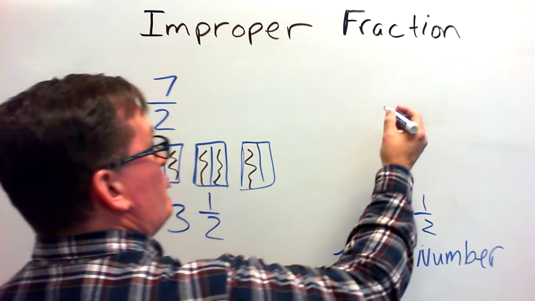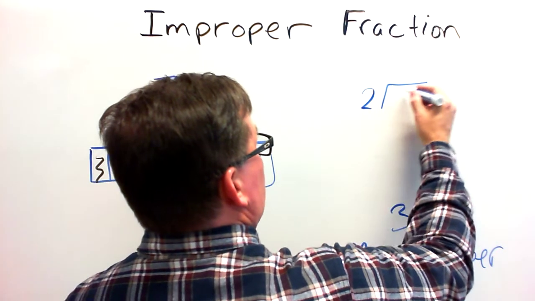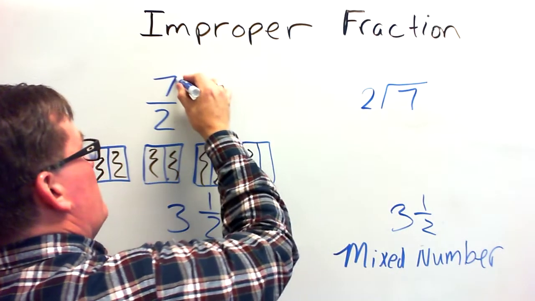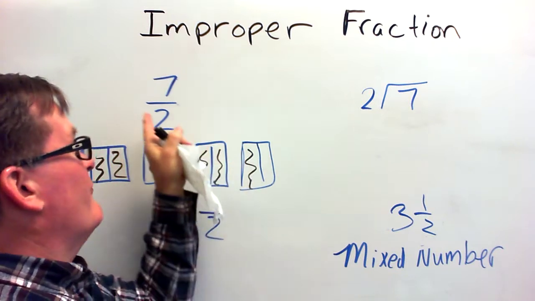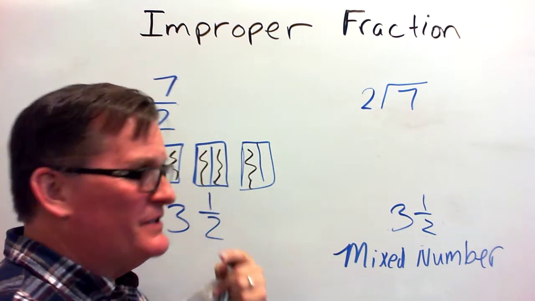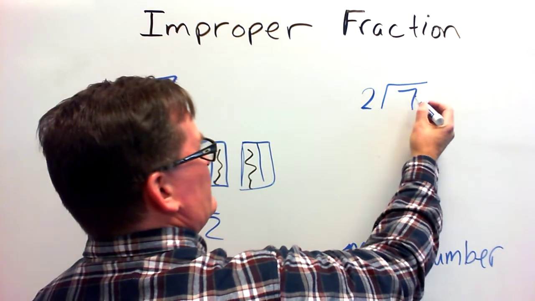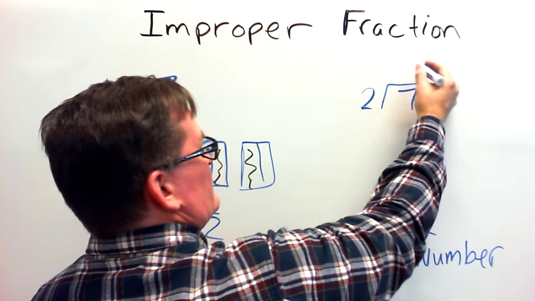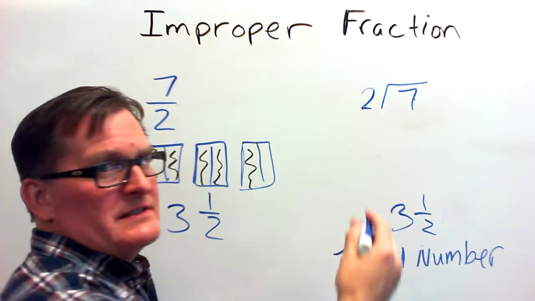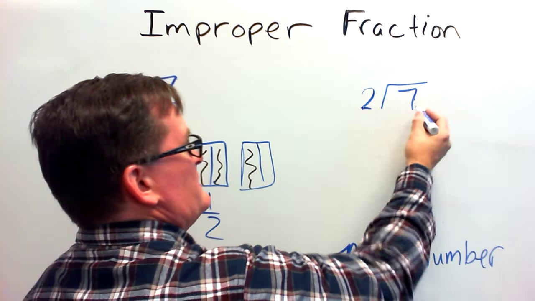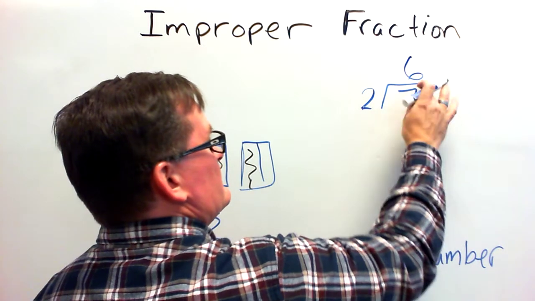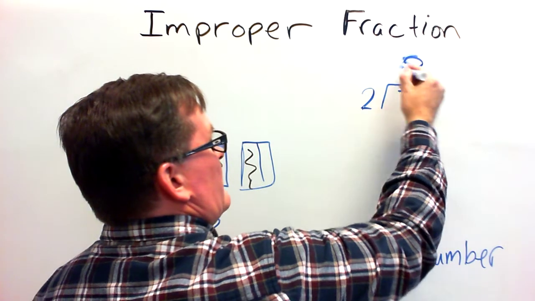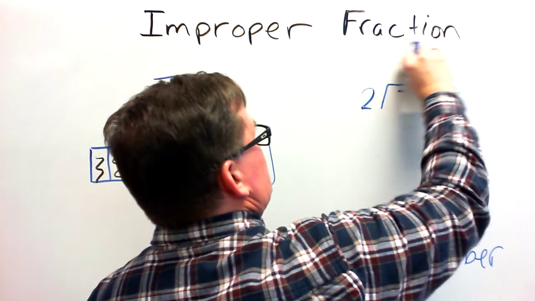Now let me model the procedure, the algorithm. So it's just division. Remember, this is 7 divided by 2. The fraction bar can also mean division. 7 divided by 2 looks like this. 7 divided up 2 ways. So just go through the process, the algorithm. 2 goes into 7 how many times? Well, I know 2 times 3 is 6.